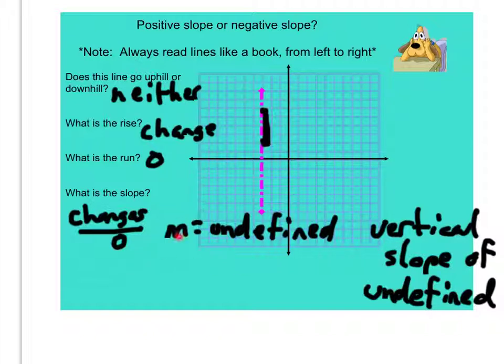Again, notice I'm still putting m equals here for the slope. Alright, so those are special cases for special kinds of lines. Alright, let's keep on going.